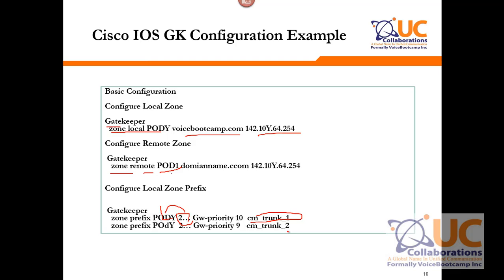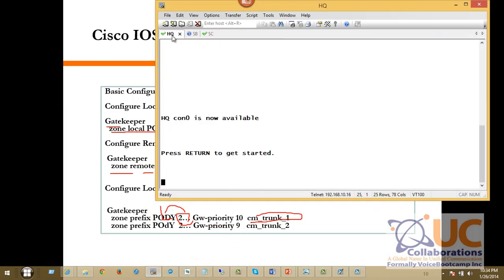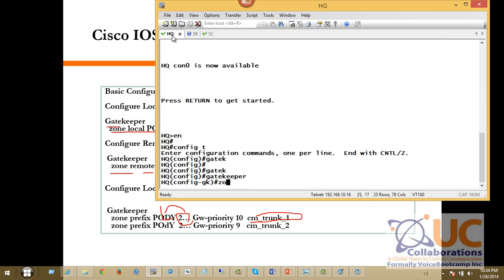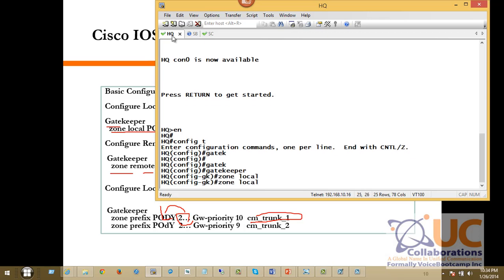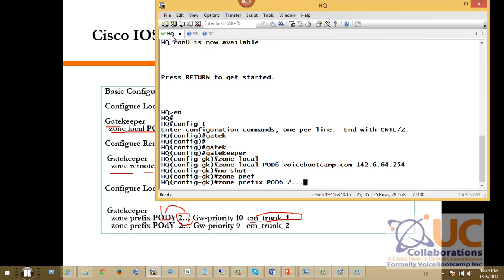So I'm going to go ahead and configure this on my router. I will configure the gatekeeper on the HQ site. On HQ, I'm going to define a local zone. I'm going to call this pod 6, voicebootcamp.com. Sorry, 64.254 is the IP address. No shut is required.